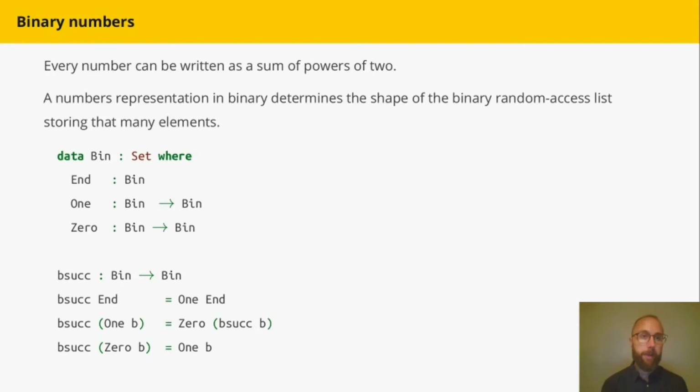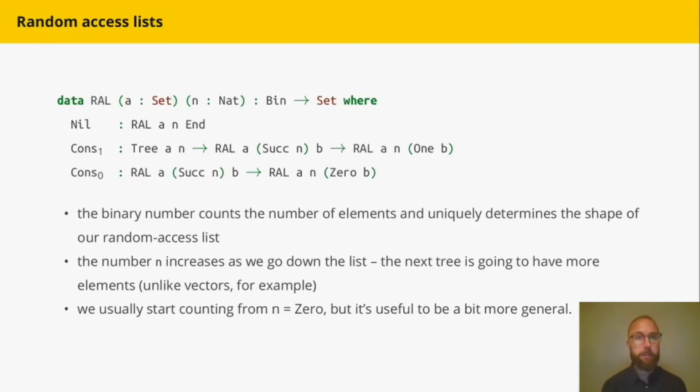So now we can finally define our random access lists. There are 3 type arguments that you can see here: a type A, corresponding to the type of the value stored in the random access list; the number n, which is the depth of the list as we're going down; and a binary number, which represents the shape of the random access list, but also counts the number of elements in this list. So there are 3 constructors.